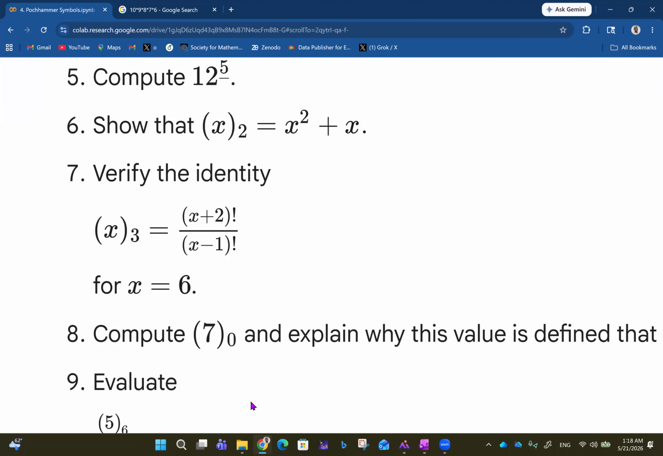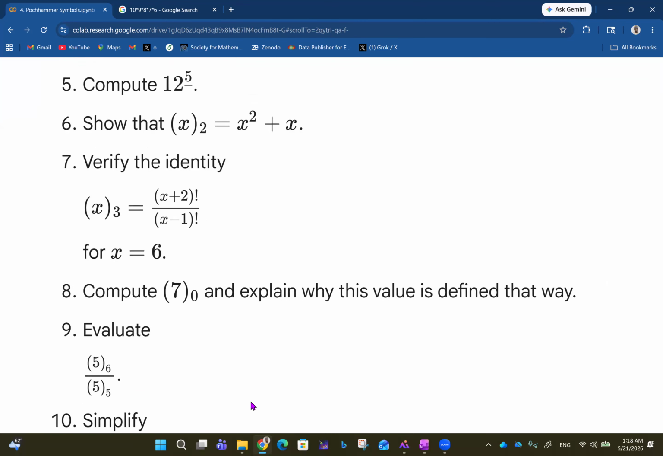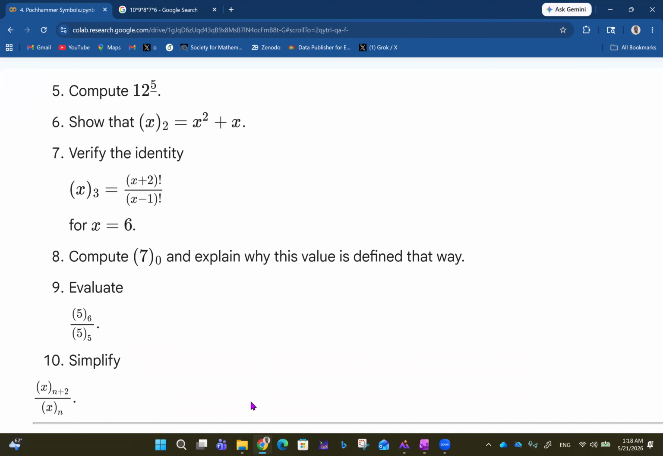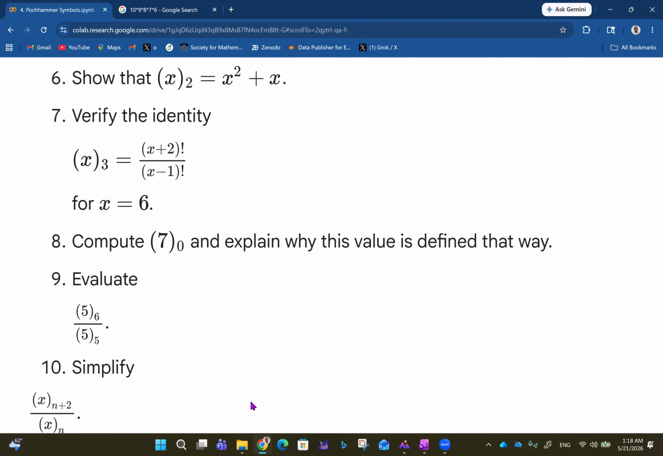Then from 6 to 10 now. Can we see all of that? I think we can. 6 to 10. So you want to show that x sub 2 is x squared plus x. Of course, this is x times x plus 1. So that's x squared plus x easily.